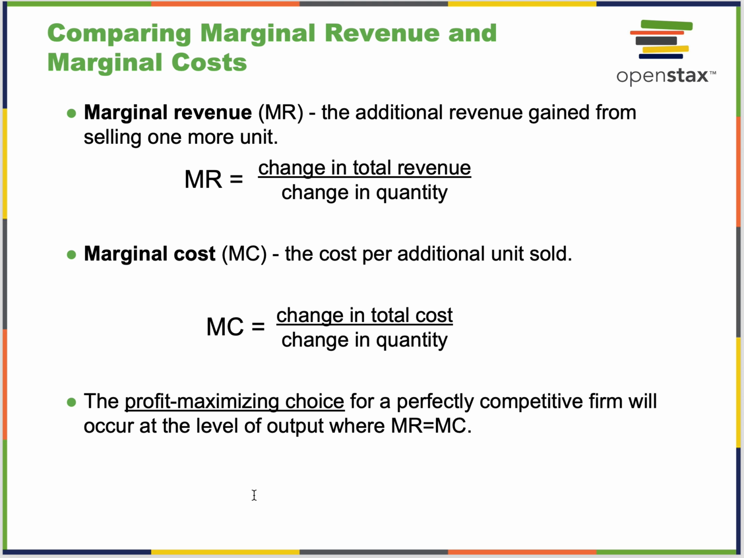So here are the two concepts again. Marginal revenue is the change in total revenue divided by the change in quantity. And marginal cost is the cost per additional unit sold, the change in total cost divided by the change in quantity. Another way of looking at it: marginal revenue is the additional revenue gained from selling one more unit, and marginal cost is the additional cost incurred from producing one more unit.